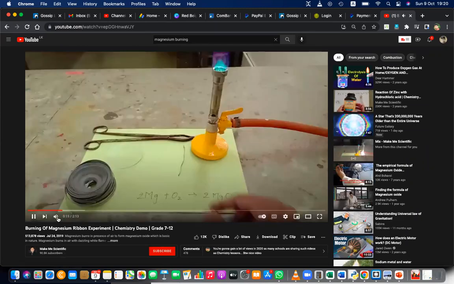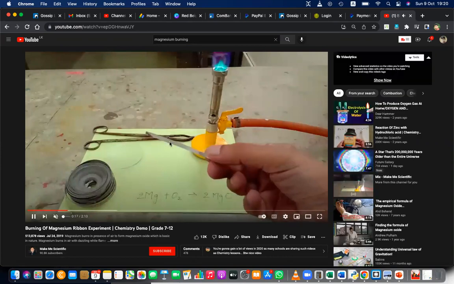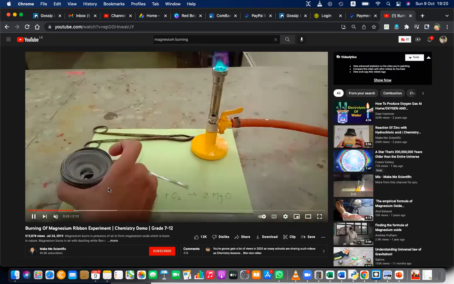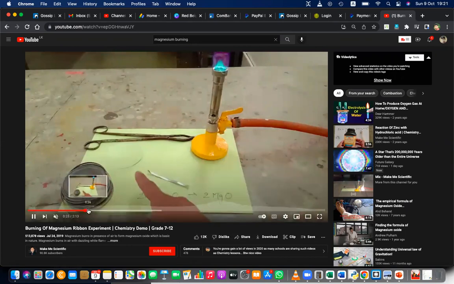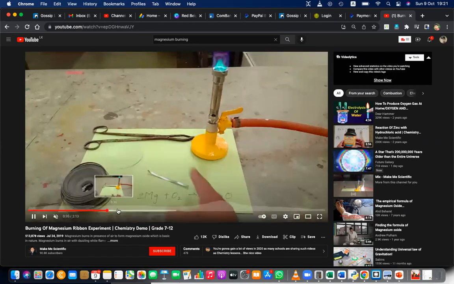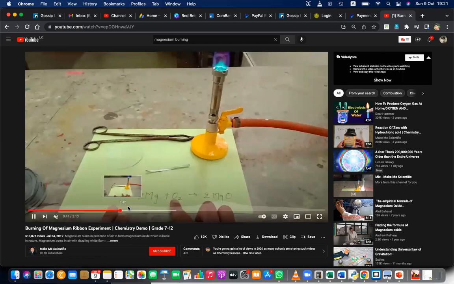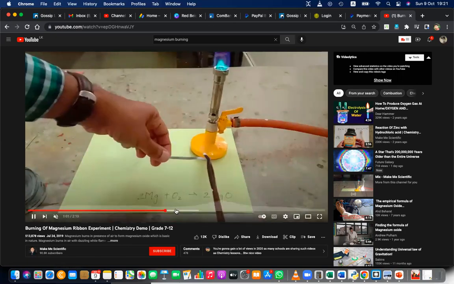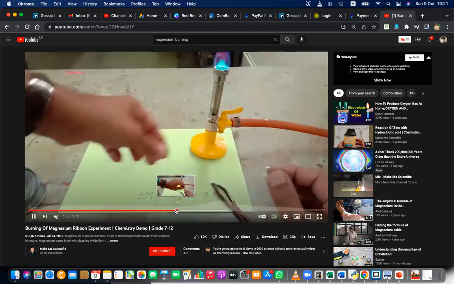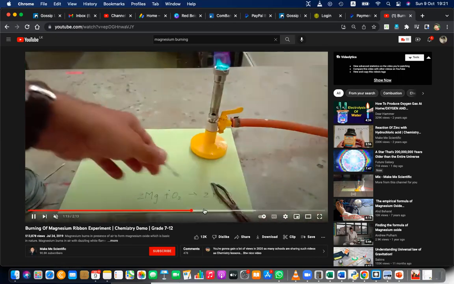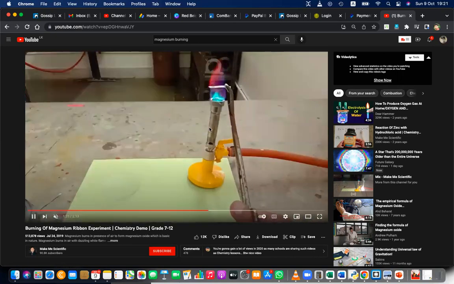So this is a magnesium strip. When you use a Bunsen flame and try to burn this, see what will happen. It will emit a bright flame, a bright light. And there will be white colored dust, that is magnesium oxide. See here.